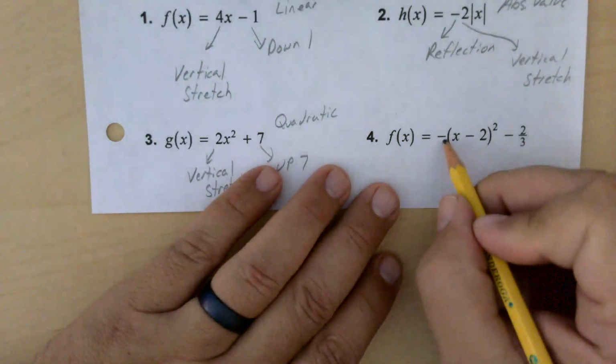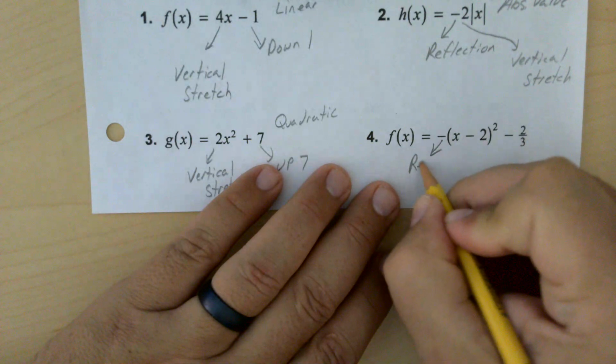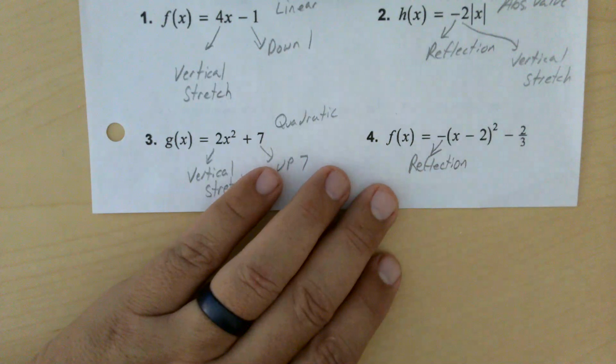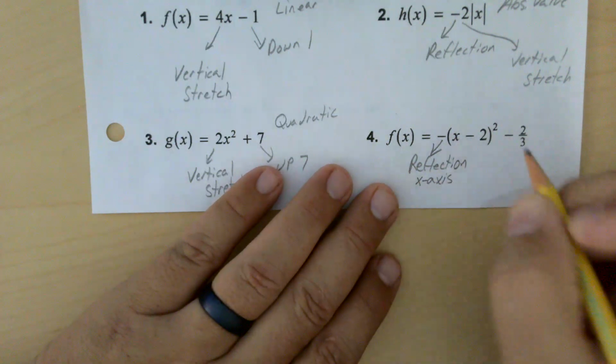So looking at this, it is going to be upside down because of the reflection. So it's a reflection about the x-axis. That's all we're going to do this year. So when we say reflection, it's understood to be about the x-axis.